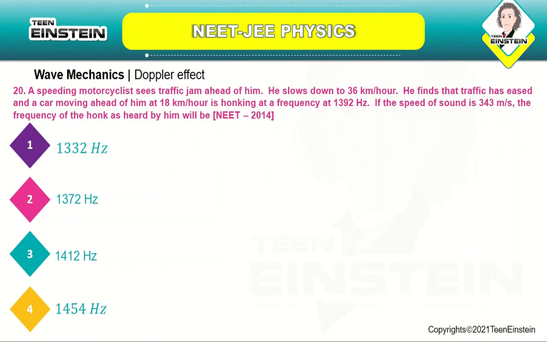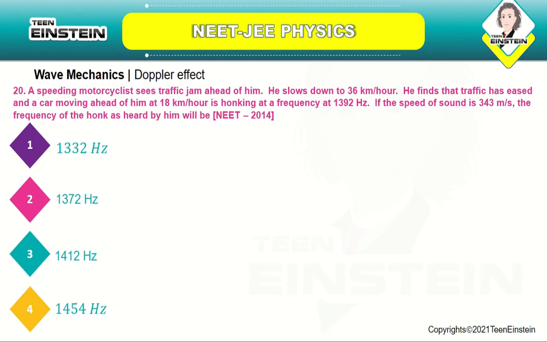A speeding motorcyclist sees a traffic jam ahead of him. He slows down to 36 km per hour. He finds the traffic has eased and a car moving ahead of him at 18 km per hour is honking at a frequency of 1392 Hz. If the speed of sound is 343 meter per second, the frequency of the honk as heard by him will be.